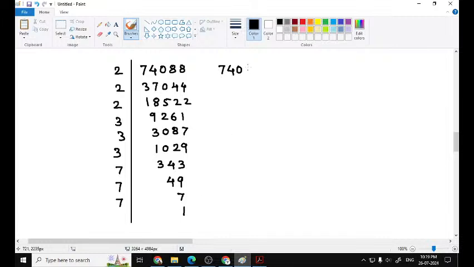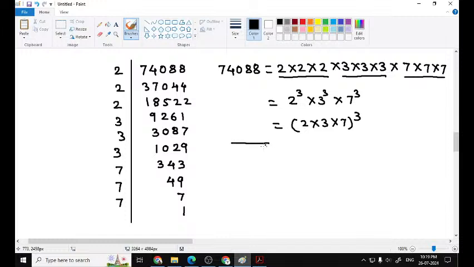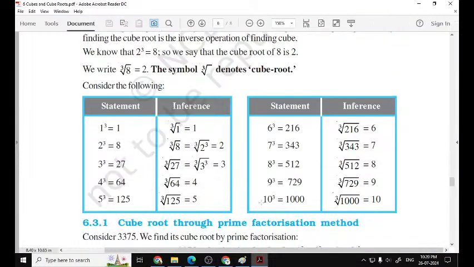So 74088 is 2 into 2 into 2 into 3 into 3 into 3 into 7 into 7 into 7, which is 2 cube into 3 cube into 7 cube. That can be written as 2 into 3 into 7 whole cube. Therefore, cube root of 74088 is 42.